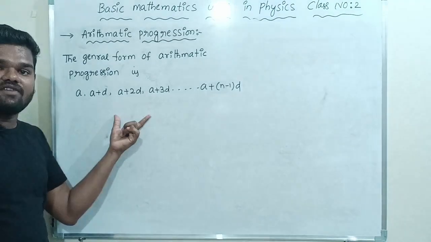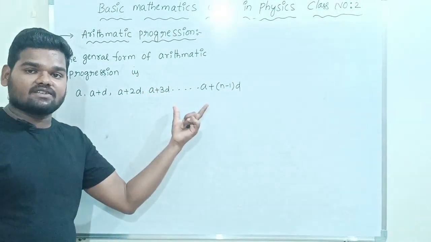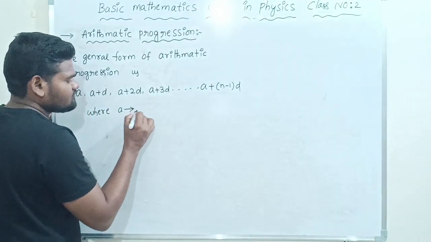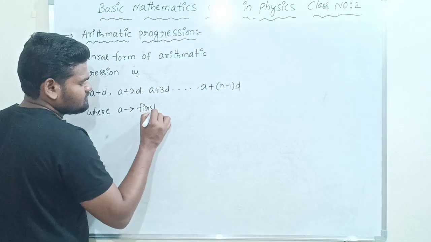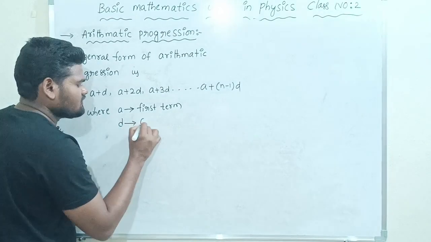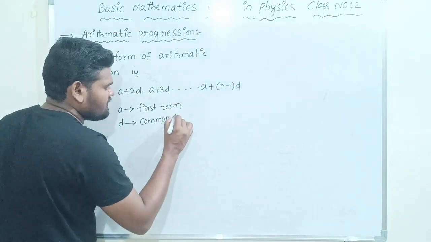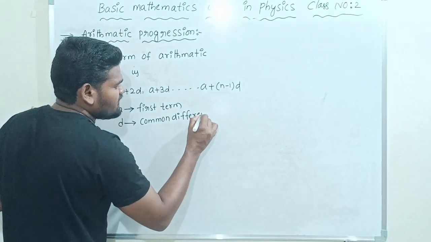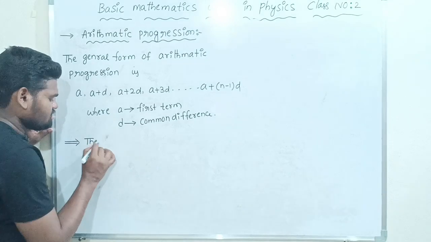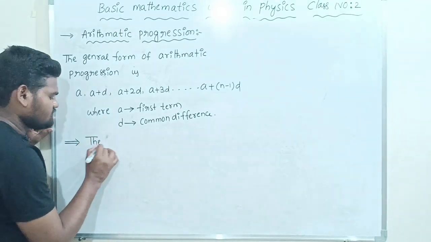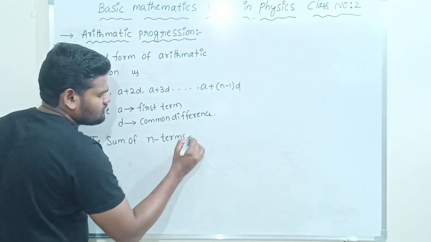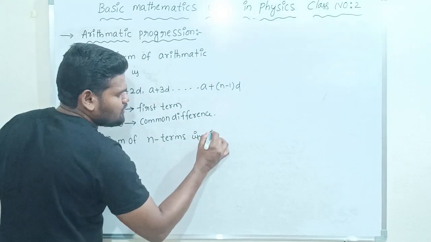So this is the general form of an arithmetic progression where a tends to the first term, and d tends to the common difference. Okay, so the sum of n terms in the above series is, so where n is nothing but what?